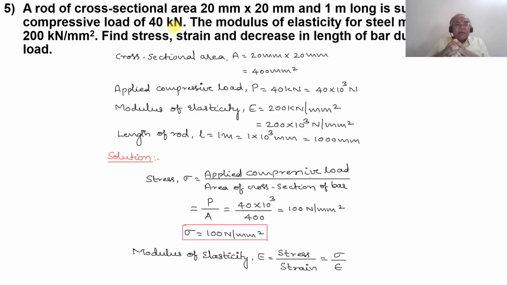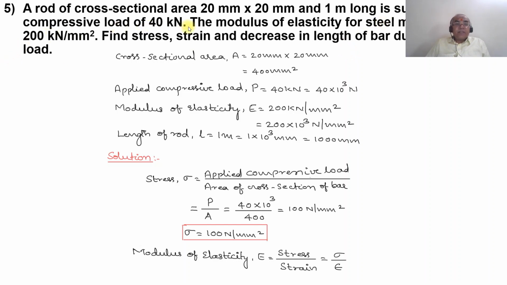So what are the data given? A rod of cross-sectional area 20 mm by 20 mm. So the cross-sectional area of the rod A will be 20 mm by 20 mm. It is a square rod, so when you multiply, you are going to get 400 mm square. 1 meter long. So what is the length of rod? Length of rod is given to be L, which is equal to 1 meter. On converting meters into mm, 1 into 10 to the power of 3 mm. So that will be 1000 mm.